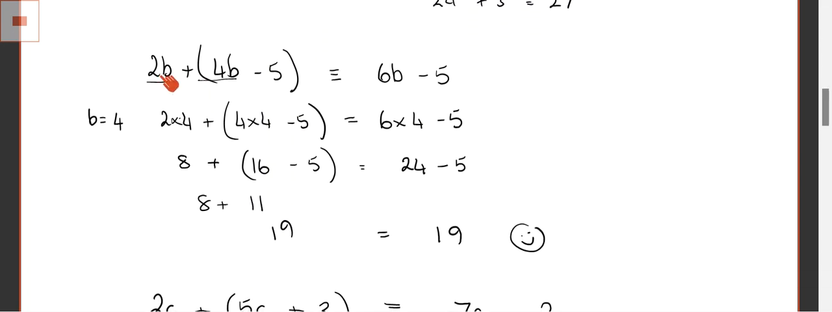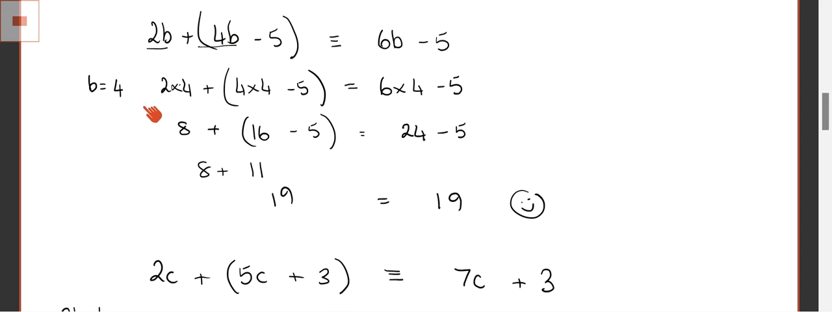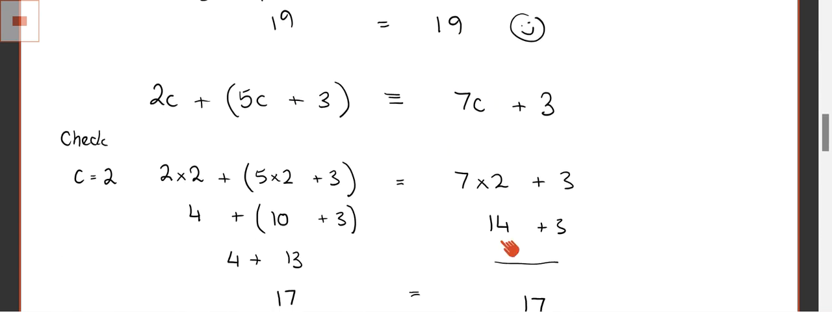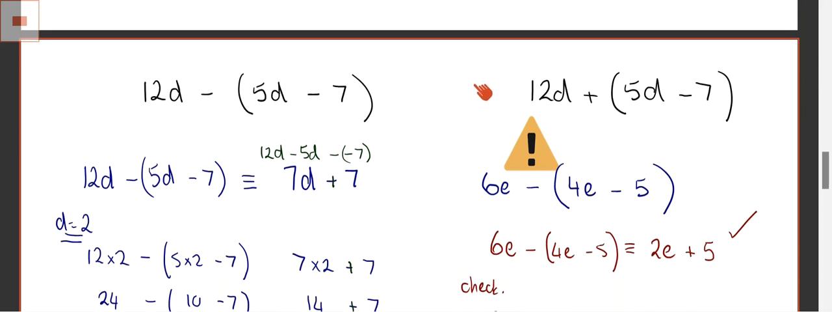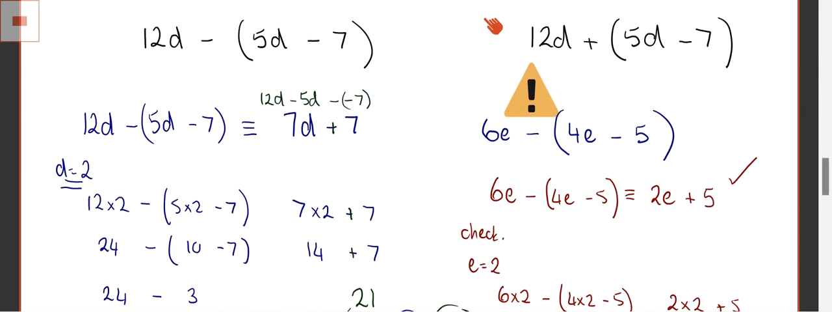And then we did another one, 2b's plus 4b's makes 6b, and then we've got subtract 5. We put b as 4. The left-hand side equaled 19. The simplified side also equaled 19, so we're good. And we did a few of those. And then I introduced you to one where we subtract.